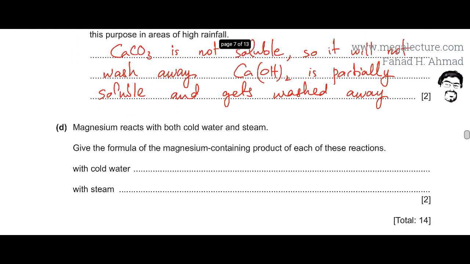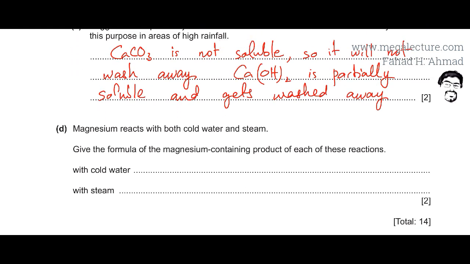And the next part is that magnesium reacts with both cold water and steam. Give the formula of the magnesium containing product of each of these reactions. So when magnesium reacts with cold water, it's going to form magnesium hydroxide plus it's going to give off hydrogen gas. With steam, it's the same equation, but you're increasing the temperature.